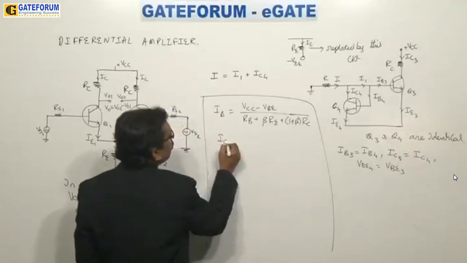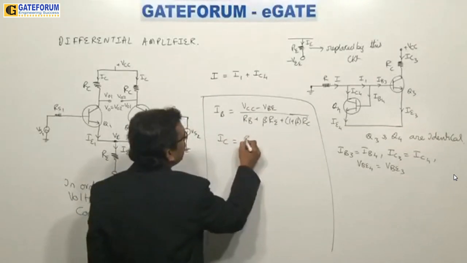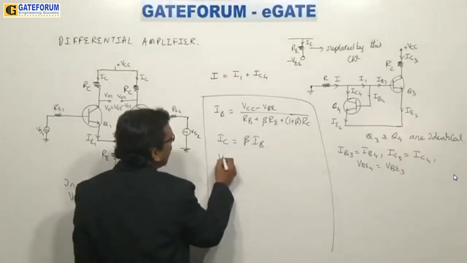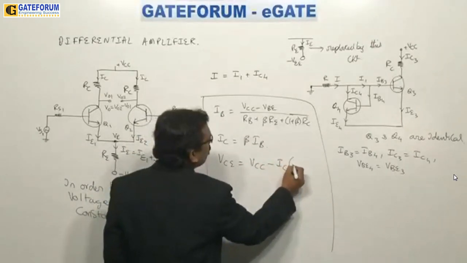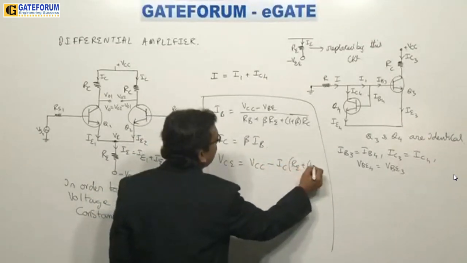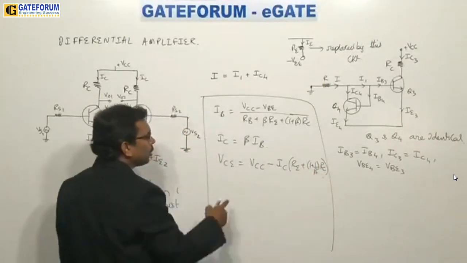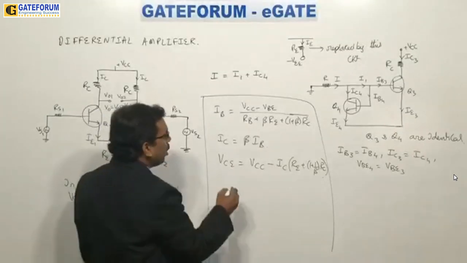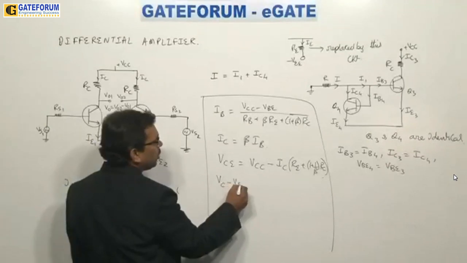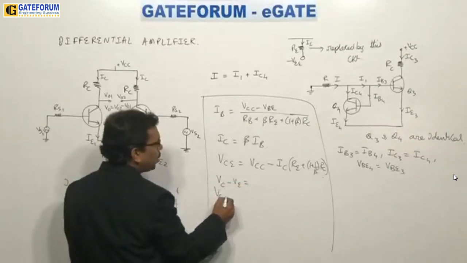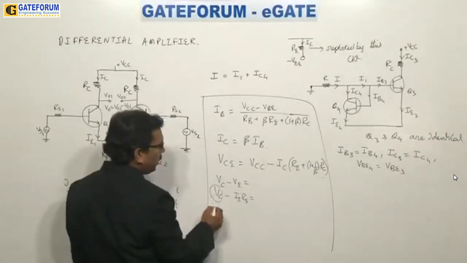So this is IB. You will get here IC is equal to beta into IB, and VCE equal to VCC minus IC into RE plus 1 by beta into RC. So this is the output voltage equation. So this is here VCE, right? Now you want VC, isn't it? VC is written here as VC minus VE. VE can be written as VC minus nothing but IE into RE. Then you are going to get the answer.